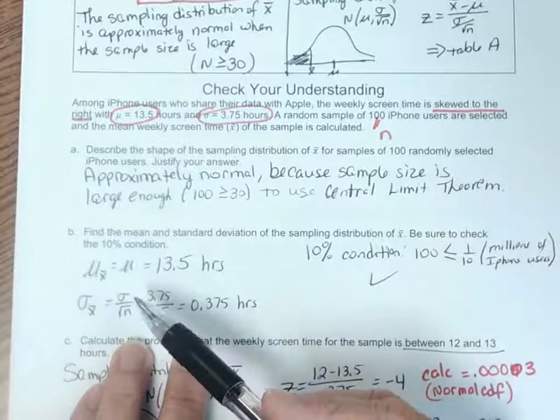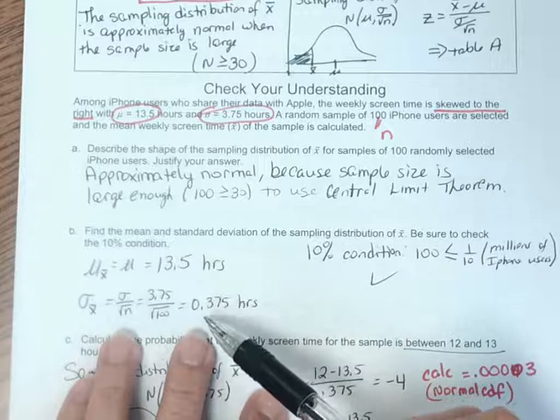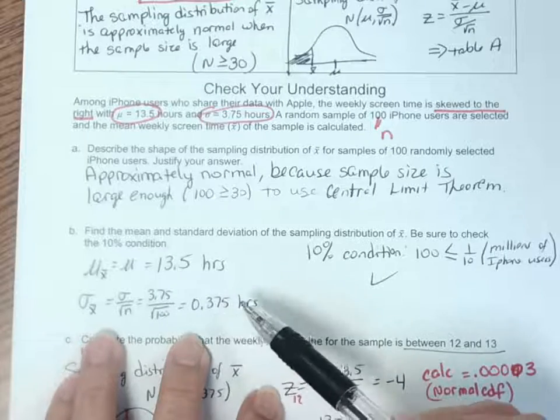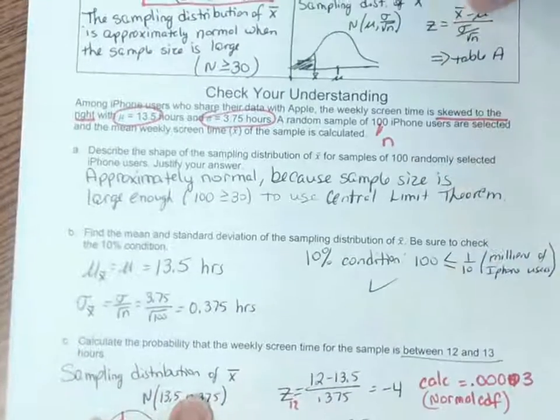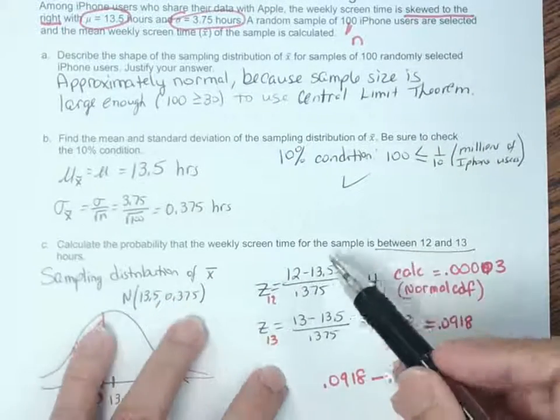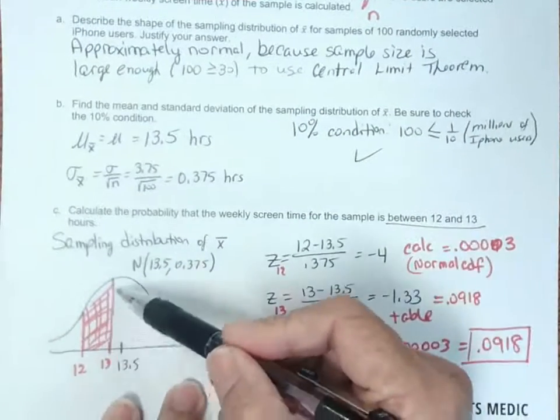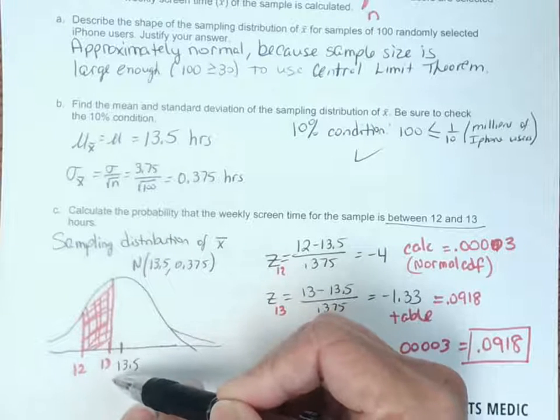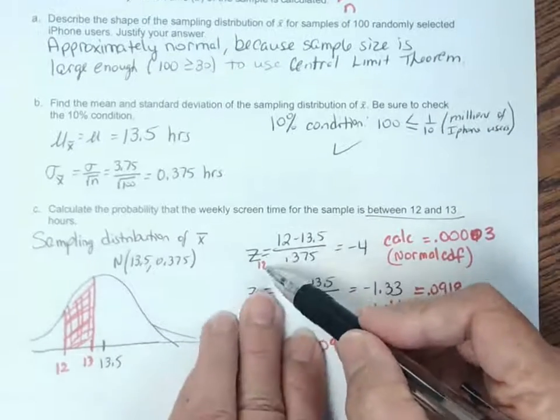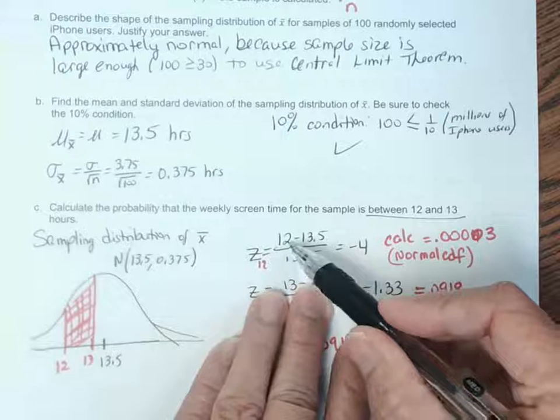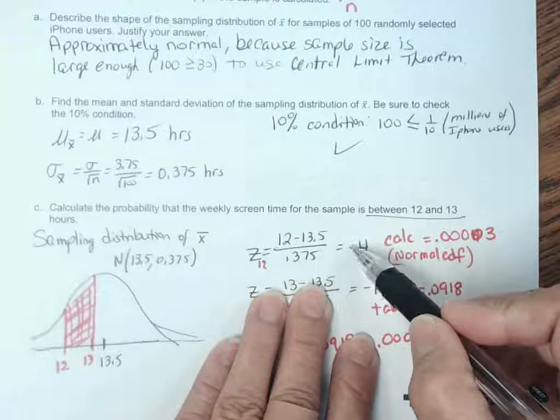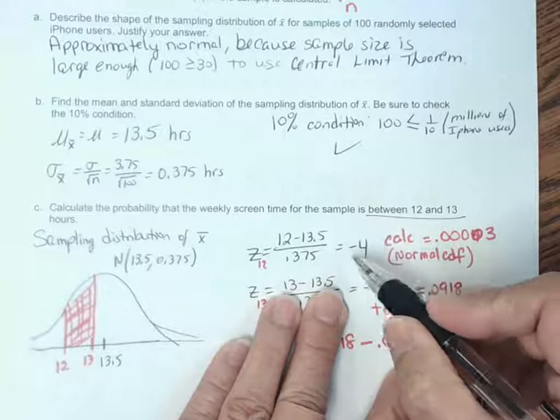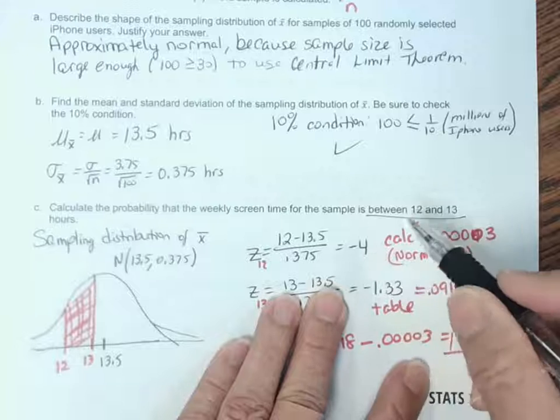So we calculate the mean for my sampling distribution and the standard deviation of the sampling distribution. We get 0.375 hours. If I want to calculate the probability of the weekly screen time for my sample is between 12 and 13, I'm going to have to calculate two different z-scores, find those probabilities, and then subtract them. So the z-score for the x bar being 12, I calculate, I get -4 as a z-score. -4 is not on my table, so I'm going to have to use the calculator to find the probability of getting a z-score of -4.